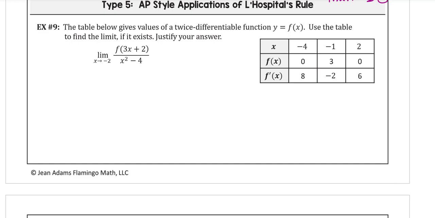This is Unit 4, Lesson 6, Part 3, L'Hopital's Rule. This is the final part of the lesson, and we're going to talk about AP-style applications of L'Hopital's Rule.